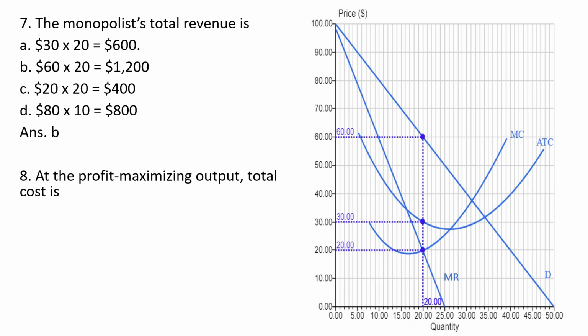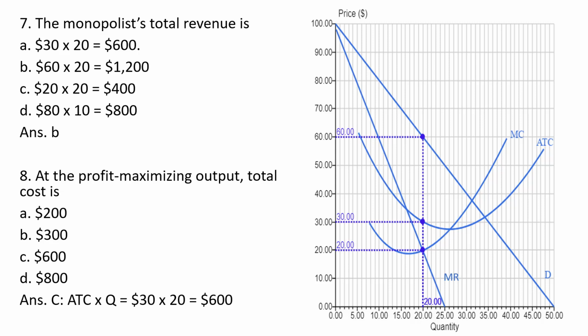And question 8, at the profit maximizing output, total cost is. To get total cost, we need to get average total cost and multiply that by the quantity. Once again, the quantity that we're dealing with is 20, the profit maximizing output level. If we move up to this U-shaped average total cost curve, we bump into it right here. Moving across, we see that the average total cost, or the cost per unit, is $30 when this firm produces 20 units. So if we take that $30 and multiply it by 20, we get the firm's total cost, or $600. Answer C.